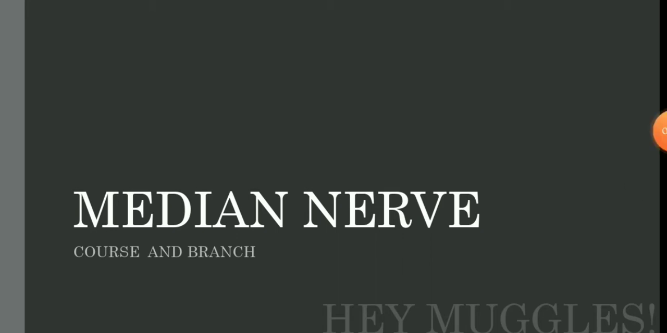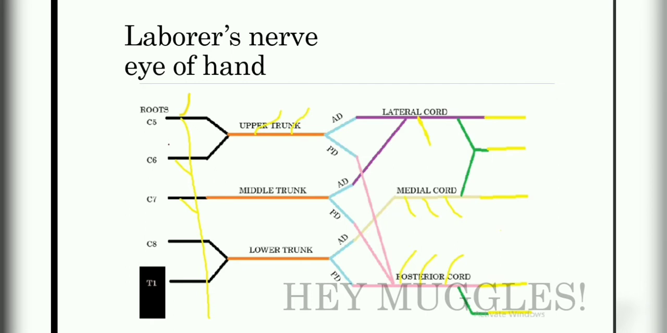So let's start. Median nerve is also known as laborer's nerve because it supplies all the flexors of your forearm except flexor carpi ulnaris, which is responsible for the coarse movements of your hand. Therefore, it is also known as laborer's nerve.